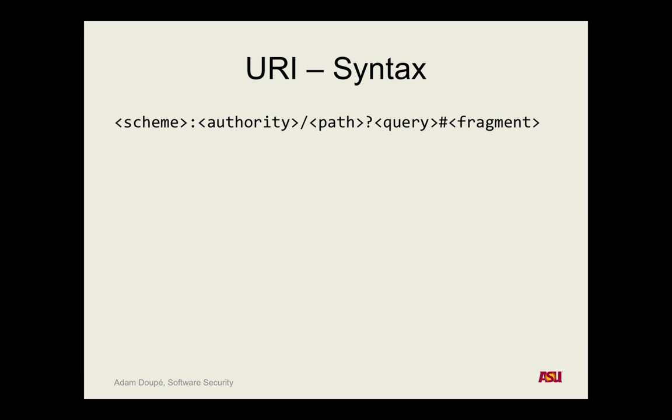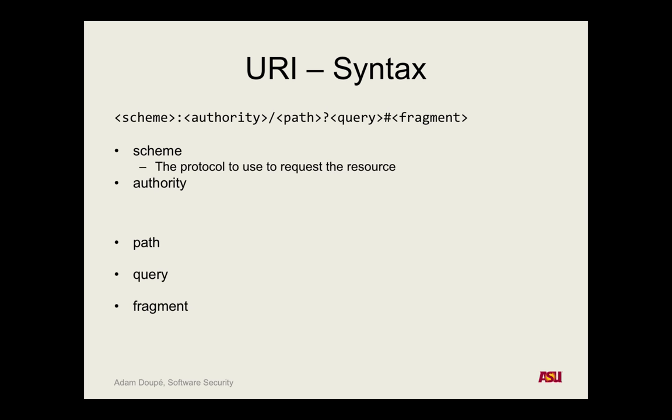So the basic syntax: you have some scheme, so this would be HTTP or HTTPS, then a colon, and then some authority. The authority is who has it. Then some path, a question mark, a query part, a hash, and then a fragment. This is straightforward. This encompasses every URI you've ever seen.